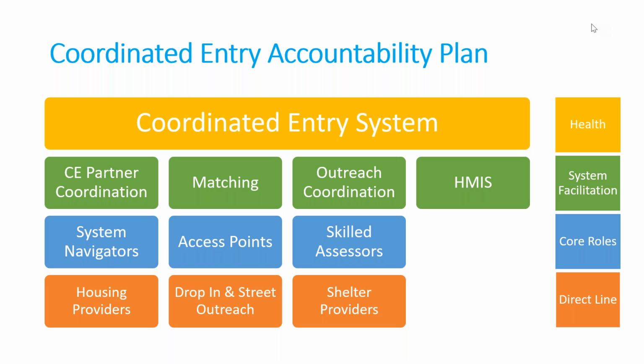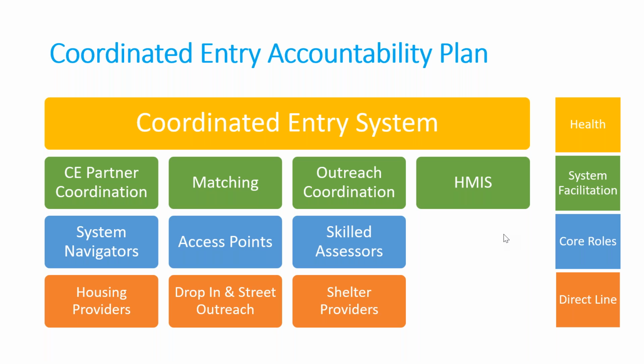And so if you look at the visual that's on your screen, you should look at it as rows. So the coordinated entry system as yellow, that's our overall coordinated entry system. That's the health of our system. Is it funded accurately? Do we have the right policies and procedures in place? Are they being updated accordingly? The next row is in green is our system facilitation. So in Chicago, our coordinated entry system has multiple partners that are helping lead the work. Some COCs just have one agency that does everything, but for Chicago, we have coordinated entry partner coordination, matching, outreach coordination, and HMIS. And so each one of those system facilitators needs to be held accountable to what they are supposed to be doing for our system to make sure that everything is operating accurately.